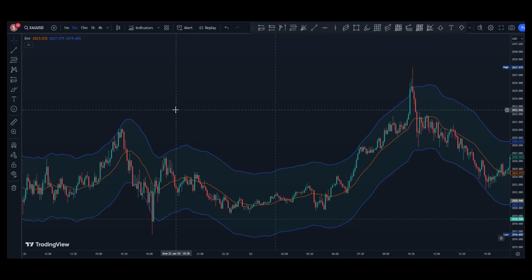You can use the envelope indicator to find trending opportunities and signals, such as buying when the price touches the lower band and selling when it touches the upper band. However, you should also use other forms of technical analysis such as chart patterns, volume, and indicators to confirm the signal and avoid false ones. Now let's see it on the chart.